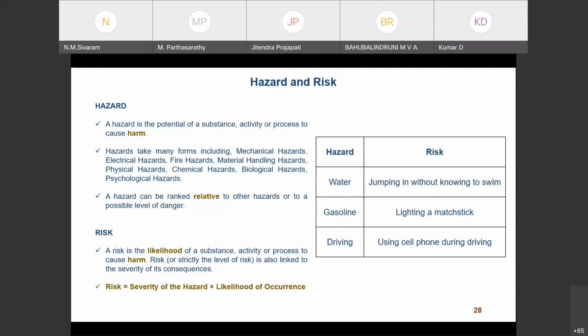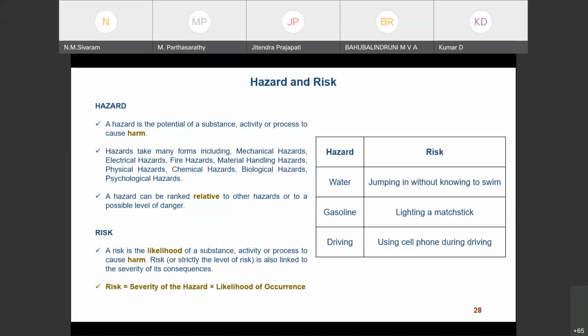Fire hazard is whenever there is a flammable substance accompanied by a source of ignition and a plentiful supply of oxygen, then the existence of fire hazard is always possible. The material handling hazard, as I told you earlier, is the case of conveyor belts, which are very risky to work on. Physical hazards are noise pollution, light pollution, and vibration. Chemical hazards are hazardous chemicals which can create irritation, explosion, or cause damage to the body.